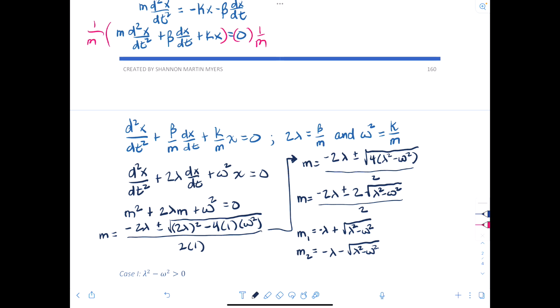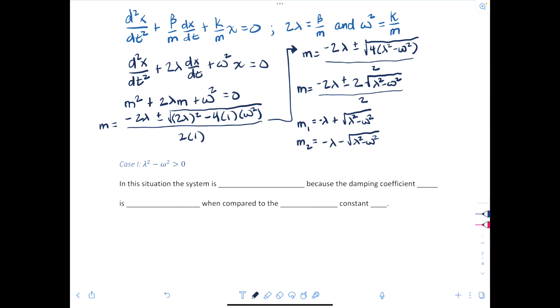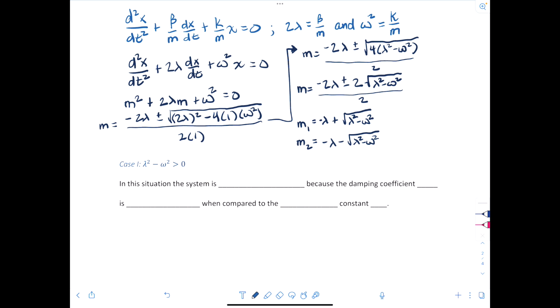Cool, cool? All right. Now our differential equation is going to depend on what kind of quantity we get when we subtract omega squared from lambda squared. So, of course, there will be 3 cases. Looking at case 1, where lambda squared minus omega squared is positive, the system is overdamped because the damping coefficient beta is large when compared to the spring constant K.